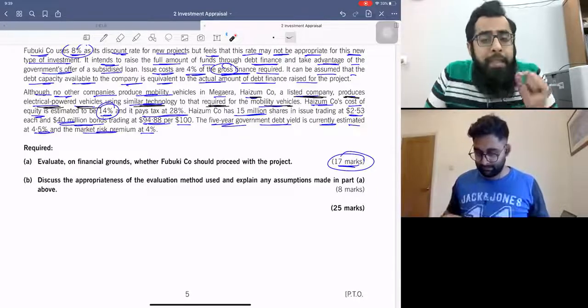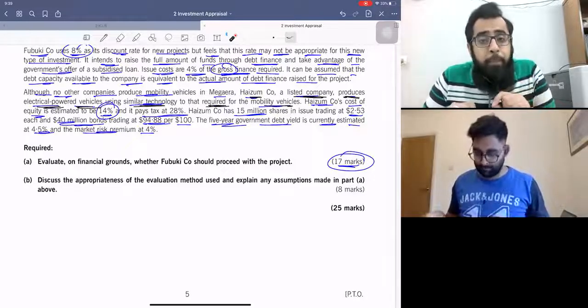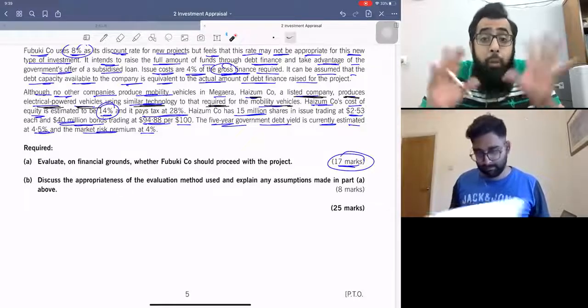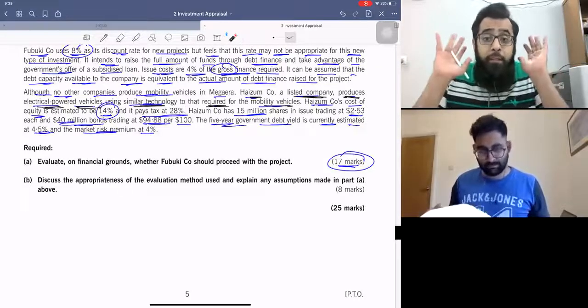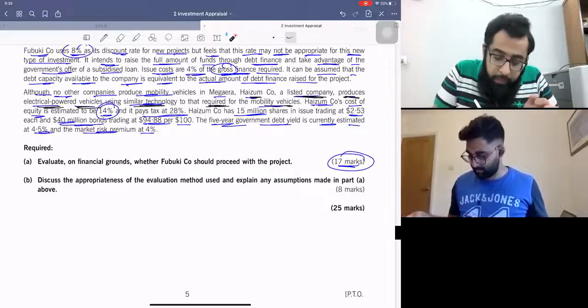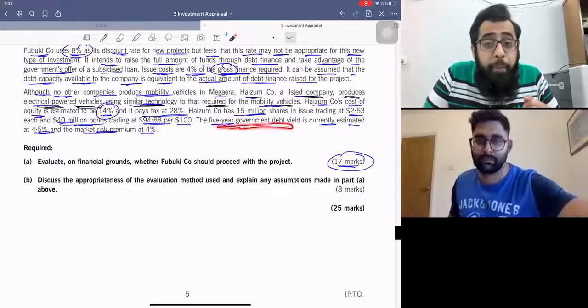Now, always learn one technique whenever you deal with financial management. Try to solve it as much as you can. Don't get confused at the start. What I will do is, I'm provided with the cost of equity. I'm provided with the risk-free rate, which is the 5-year government debt yield rate.